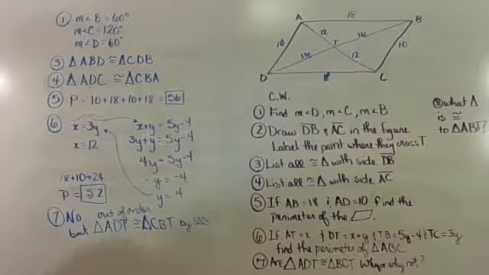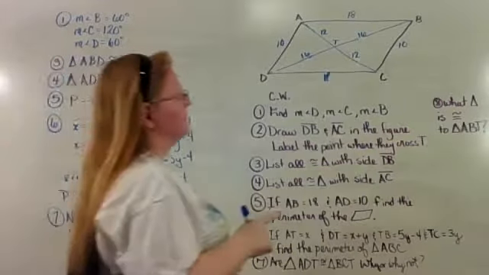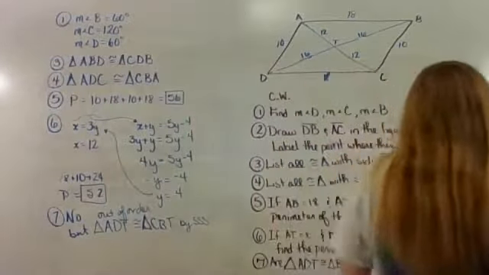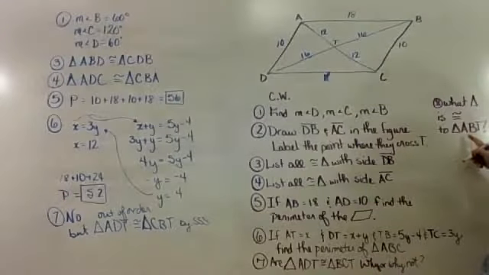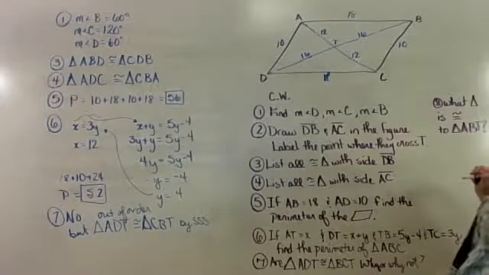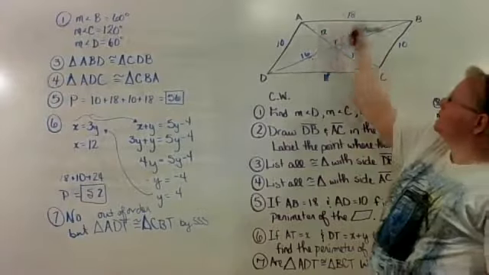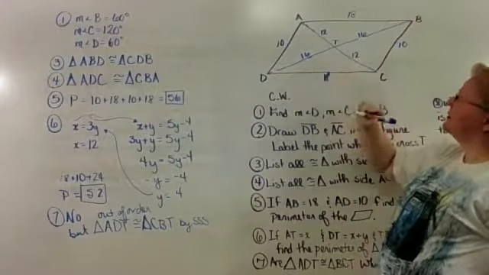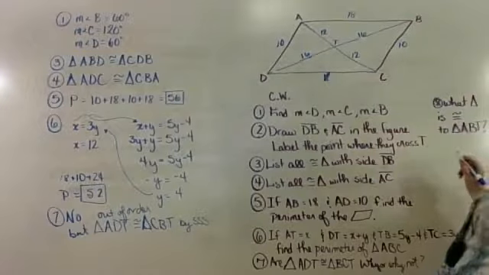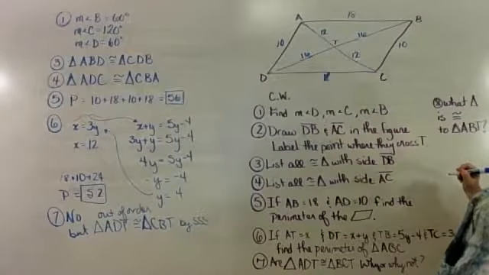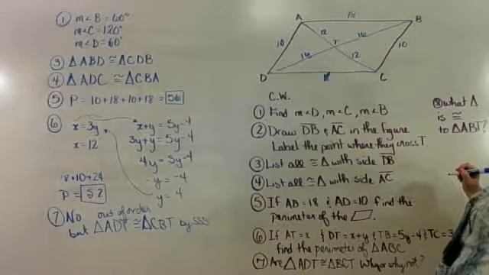And then problem number 8. What triangle is congruent to triangle ABT? ABT would be CDT.